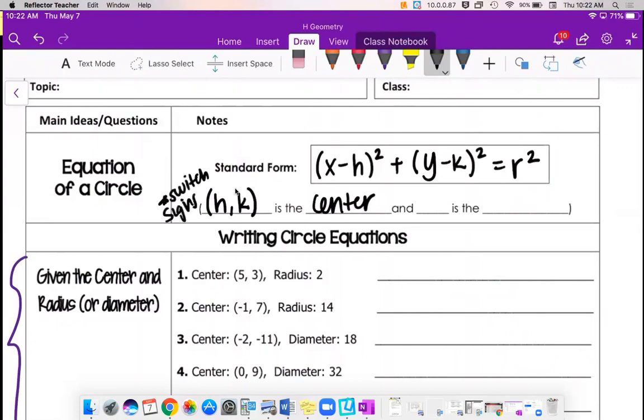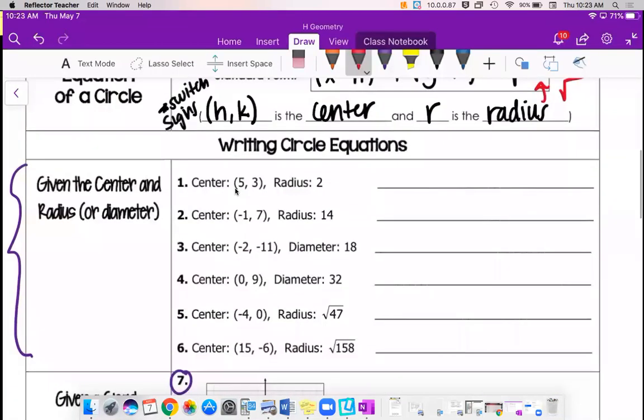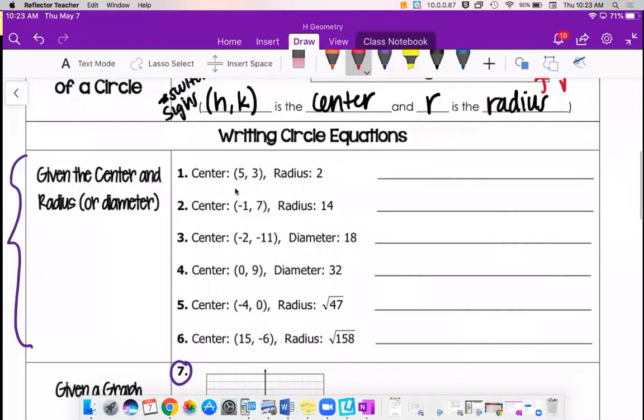Okay, and then the last one is r is the radius. So in order to get the actual radius, you would just come up here and you would take the square root of whatever number that is, and it would give you the radius of your circle. Okay, so let's do a couple. These are pretty easy. We're just going to go through and write the equation given the center and the radius or the diameter.